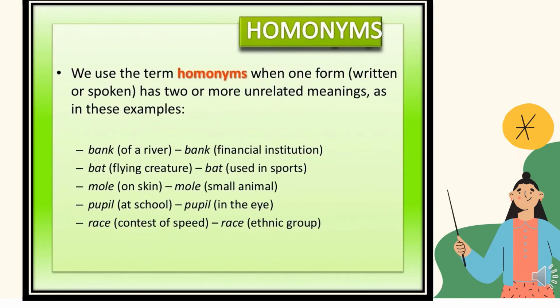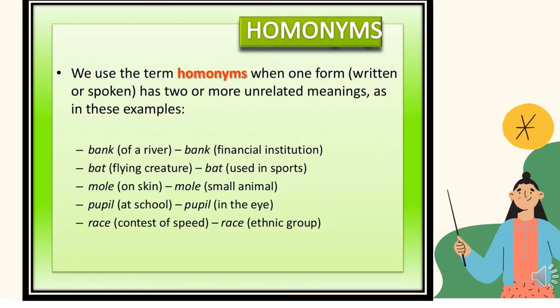Homonyms. We use the term homonyms when one form, either written or spoken, has two or more unrelated meanings. For instance, the word bank. It could mean the side of a river or a financial institution. Another instance, bat. It could be a flying creature or used in sports. The word mole. It could be on skin or a small animal.